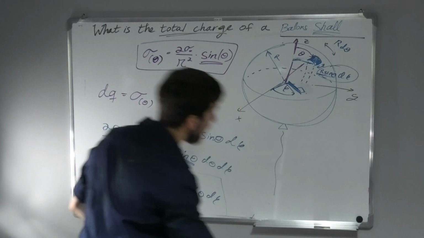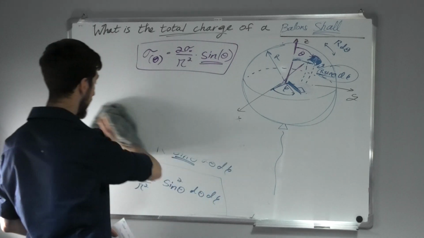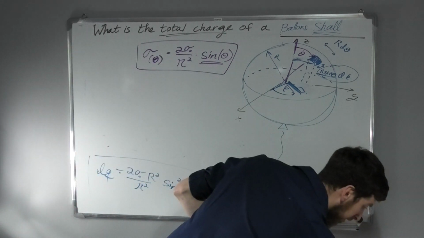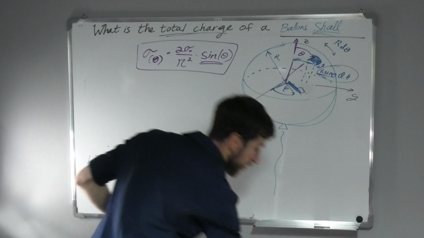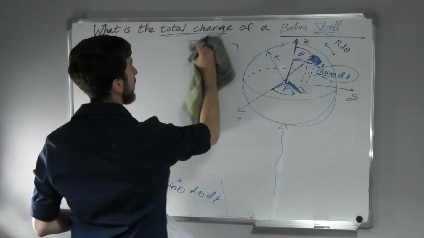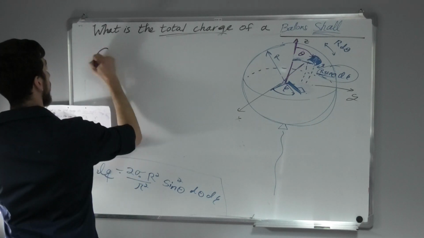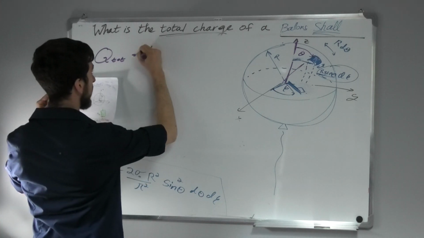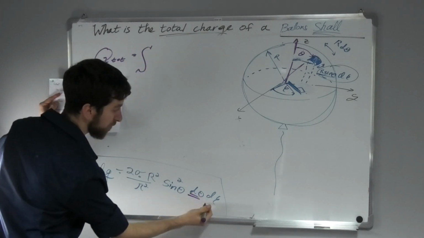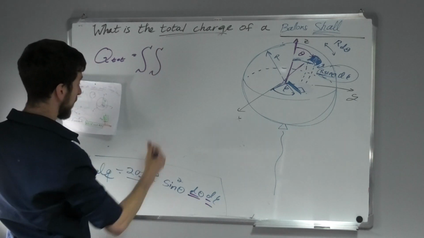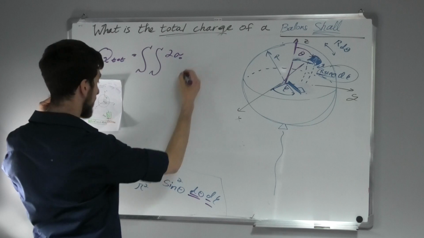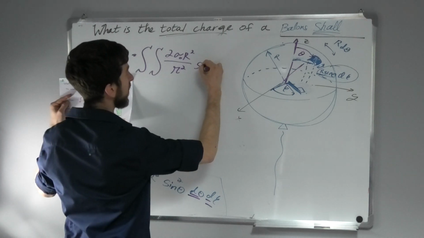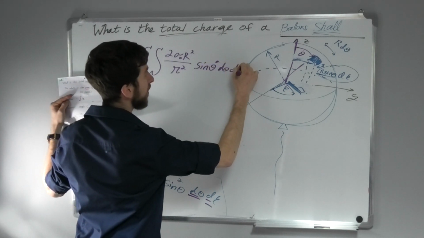And what I want to do with this dq, I want to sum them up in order to find the total charge of this balloon. So let's take another color. I don't need the charge density anymore, I already used that. So Q total is equal to what? To this thing. So integral of, I already see that I have two integrals, right? Of this constant, which is going to go out, 2 sigma 0 r squared over pi, sin squared theta d theta d phi.